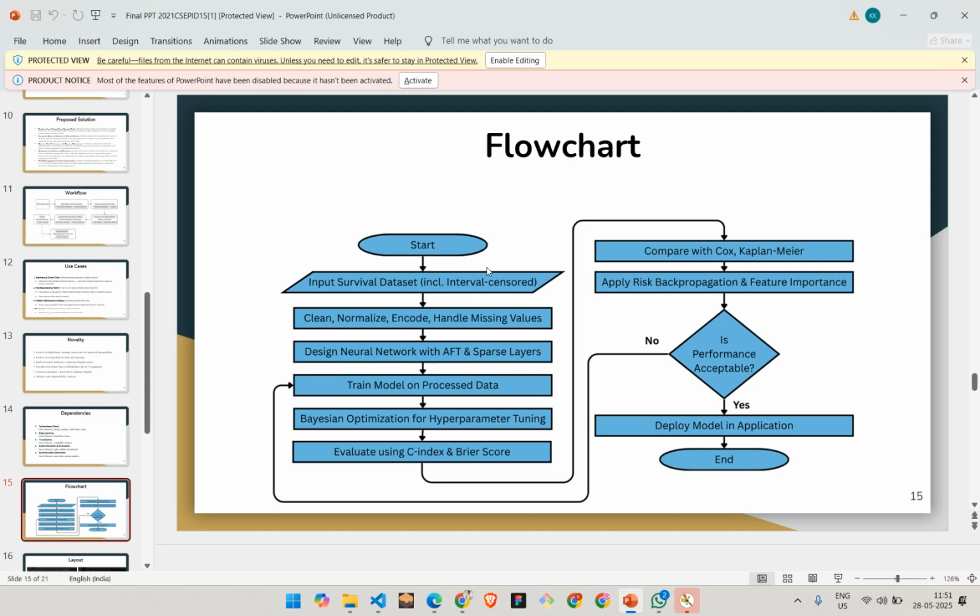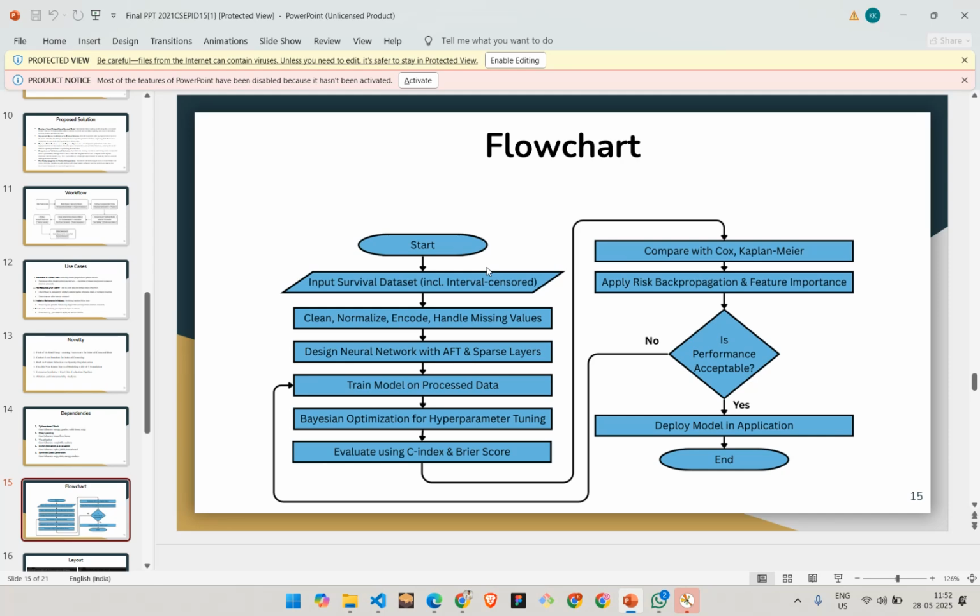Okay, so this is our flowchart, the flowchart of the project. From the start, we are inputting the data, providing the dataset, and then we are evaluating it on some basis, and then we are designing a neural network using the AFT model, and then we are training it, and on the basis of some libraries, we are evaluating it and optimizing it.